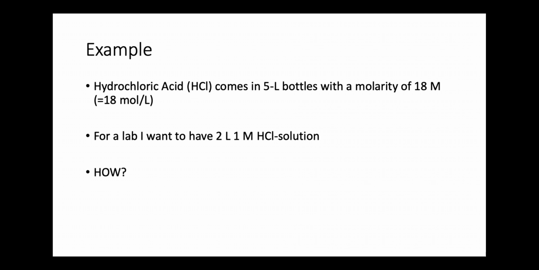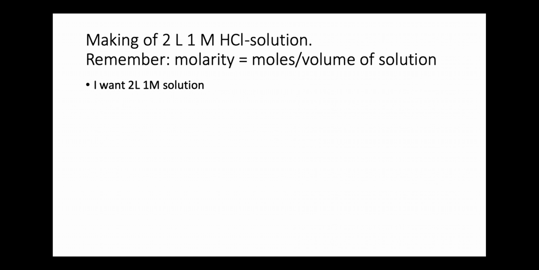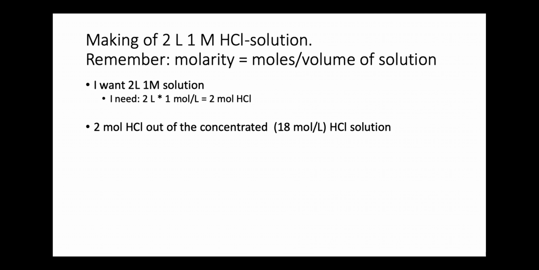I will show you step by step in the next slide. We're going to make 2 liters of 1 M HCl solution. And remember, molarity is moles over volume of solution. So I want 2 liters of 1 M solution. What I need is 2 liters times 1 mole per liter, which is 2 moles of HCl. That's what I need. How do I get these 2 moles of HCl? I get them out of my concentrated HCl solution, which was 18 moles per liter.